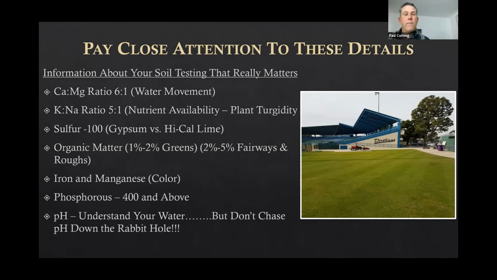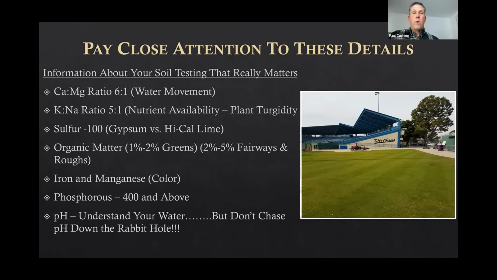And we haven't talked a whole lot about pH, but understand what's going on with your water, and that'll help you understand your pH. I would challenge you guys and tell you that when you get your calcium to magnesium ratios in proper ratio, your pH is going to come in alignment much better as well. So don't chase pH down the rabbit hole. You're never going to catch it. Work on getting your ratios right, and your pH will come in alignment with that.